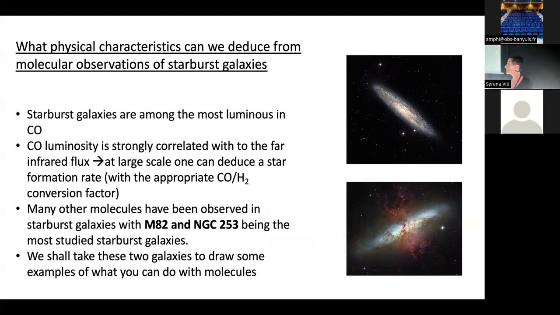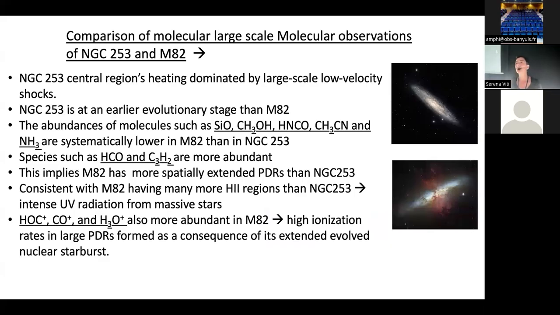And we can therefore take these two galaxies as an example for you, and what I'm going to do in one slide is summarize decades of studies on these two galaxies, okay? So this summary is by definition a simplification, okay? But by comparing and studying the molecular content in these two galaxies, we could already discover that NGC253 is younger than M82, okay? NGC253, the center, is dominated by shocks, by low velocity shocks, much more than M82.